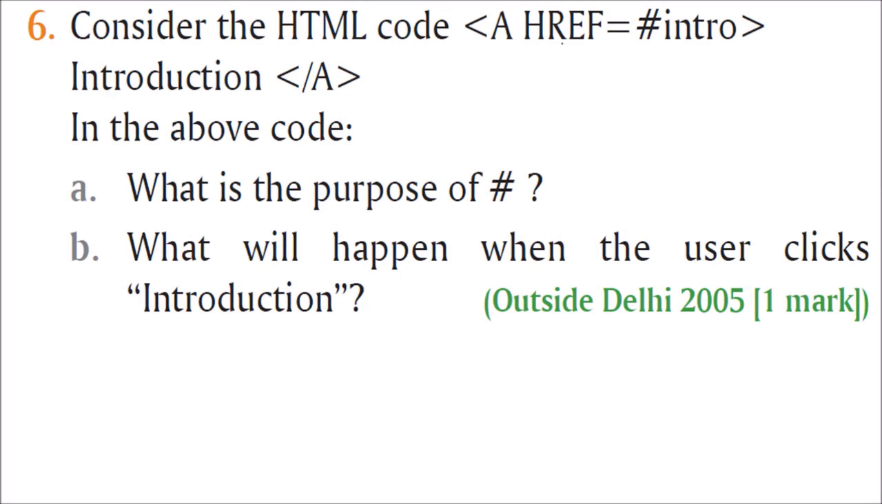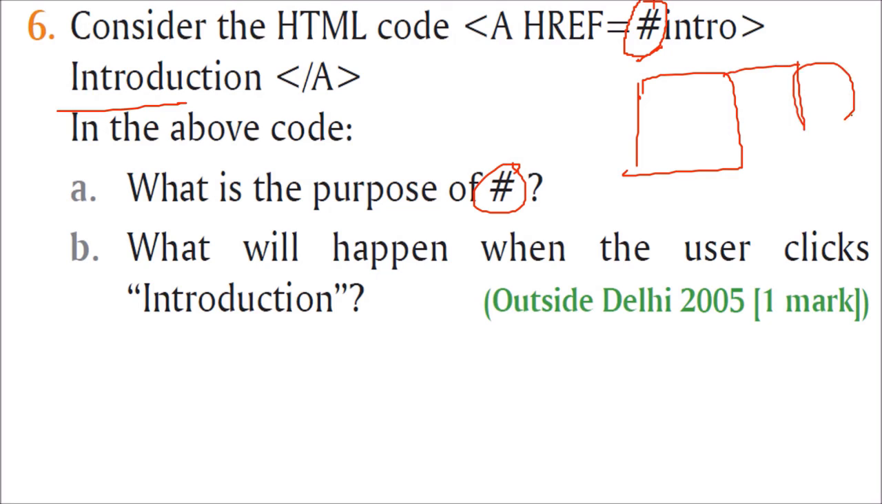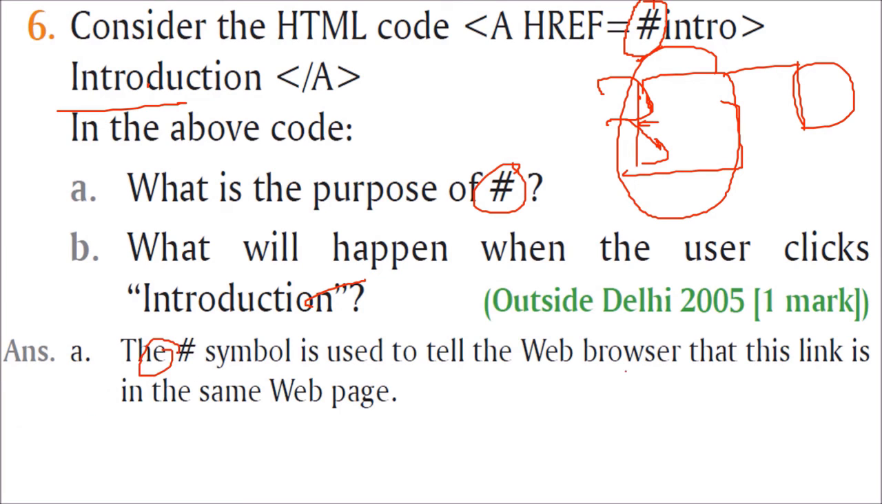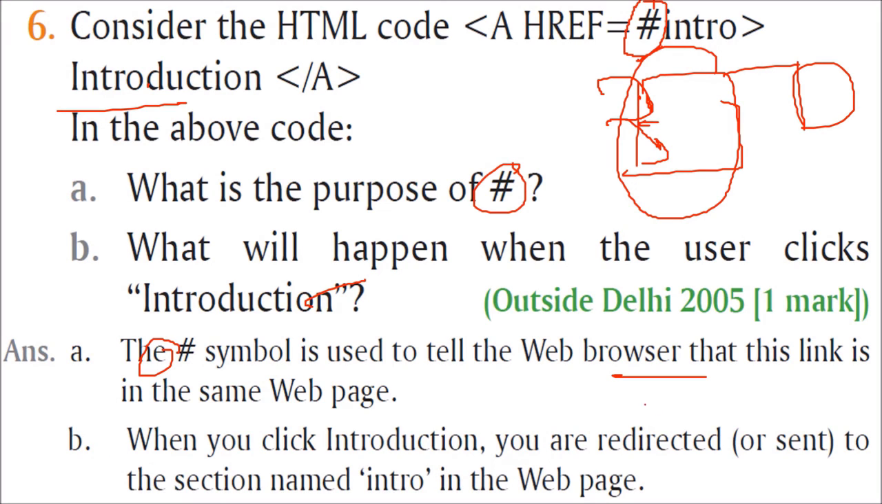Consider this HTML. href is equal to hash intro, and inside this you have introduction. So what is the purpose of hash? Hash means you will not be going to any other page, but this link will take you somewhere inside this page. What will happen when the user clicks introduction? Whenever introduction is clicked, it will take you to some section of this web page. So this hash symbol is used to tell the web browser that this link is in the same web page, and when you click introduction, you are redirected to the section intro in the web page, wherever it is.